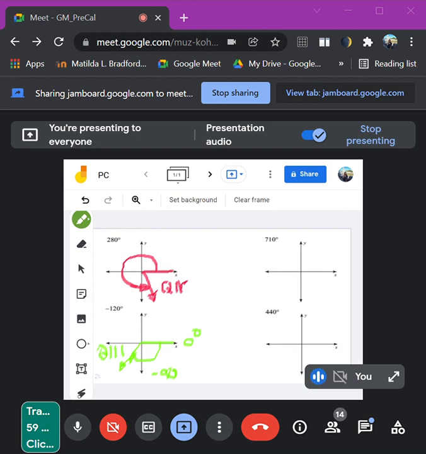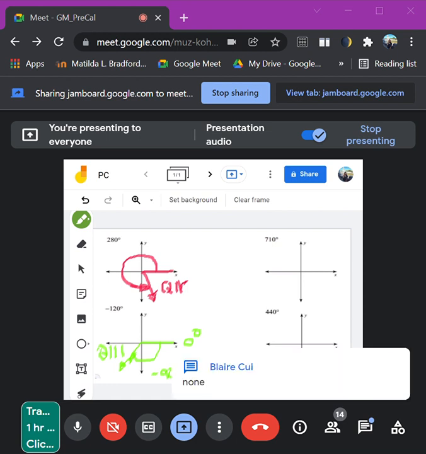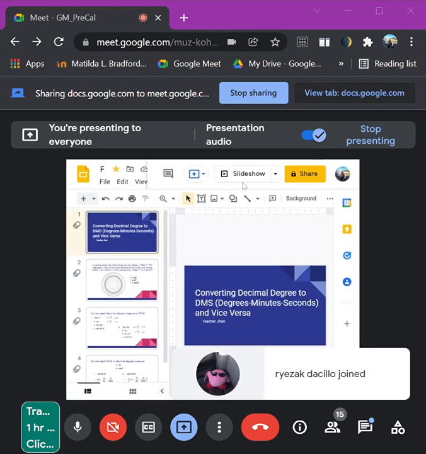Okay, so questions in drawing the angle in the Cartesian plane. Questions, clarifications, violent reactions. None? Okay. So if none, then we are going to have our next discussion.